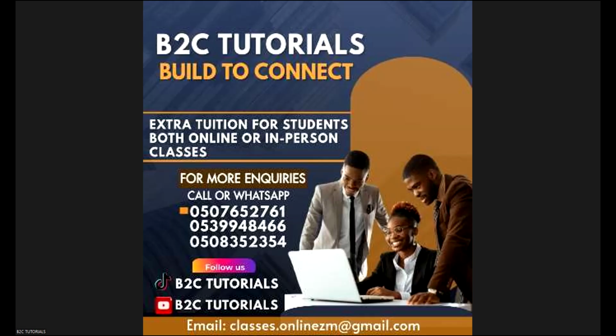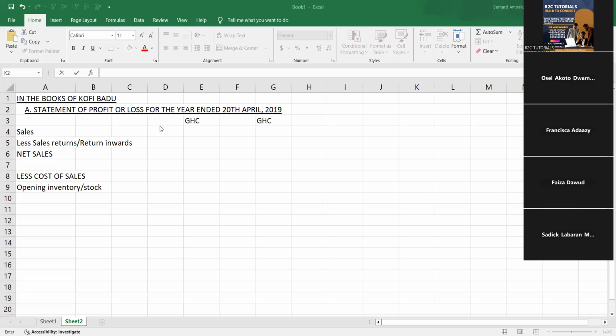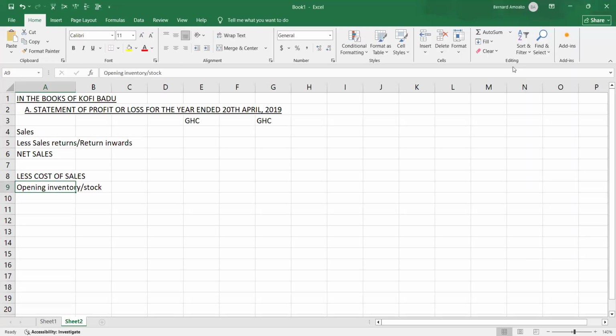Okay. Back to the format. Anyways, so this opening inventory, just like I was saying, is the same as stock. I was explaining this aspect of the question.